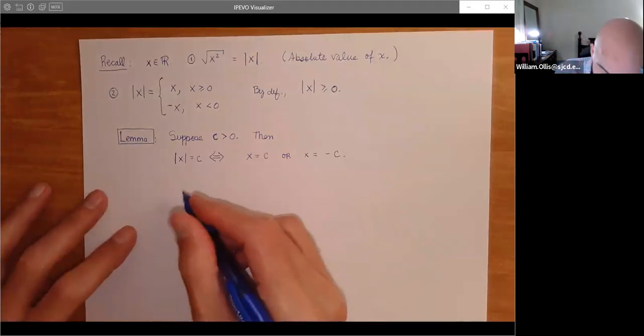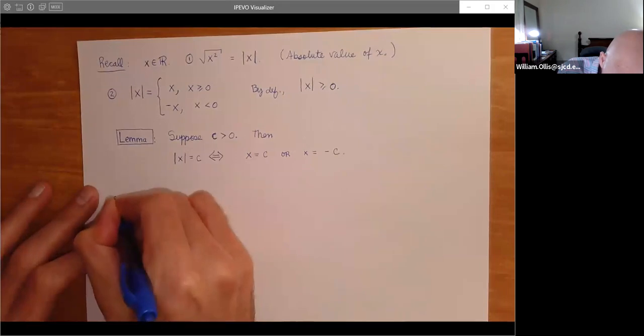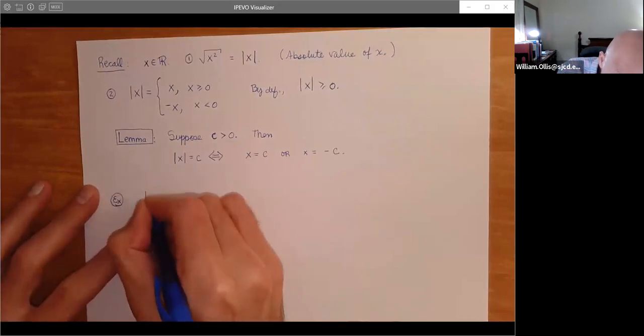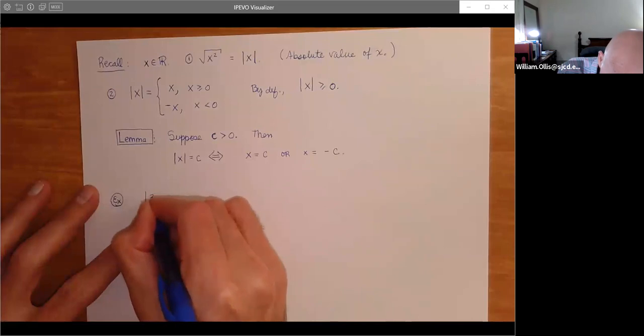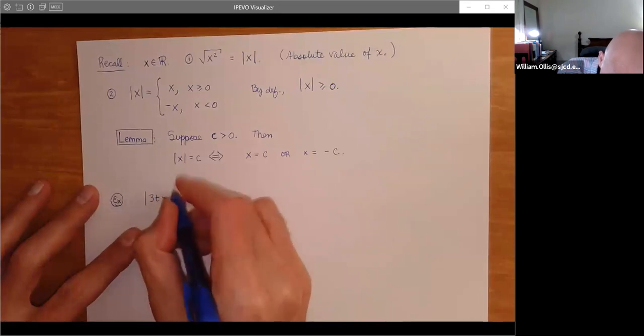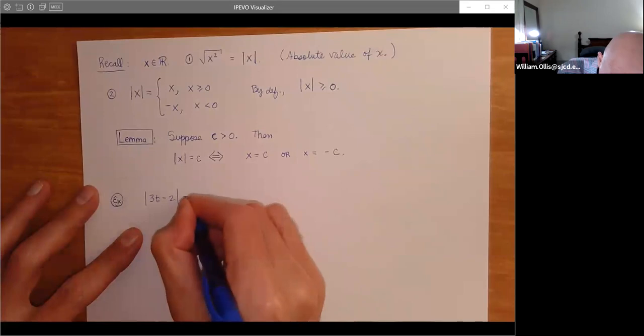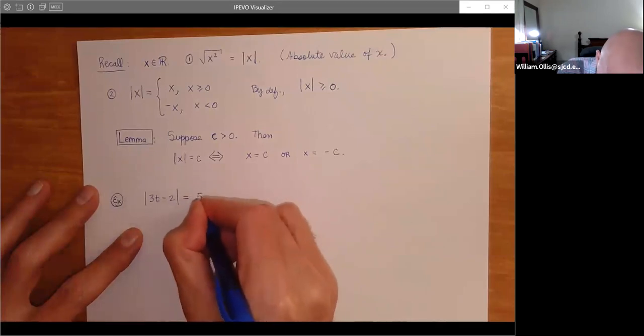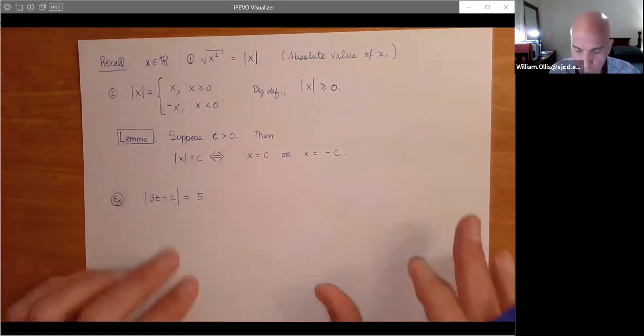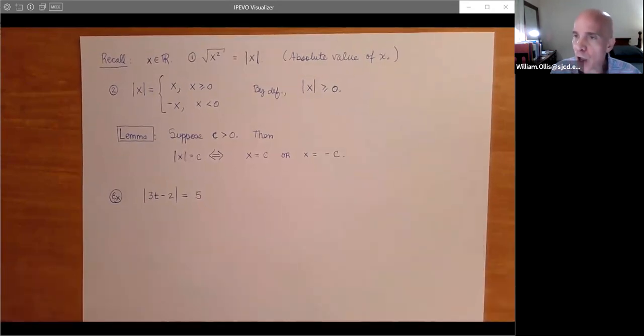So here's a simple example of this. Say we have 3t minus 2 equals 5. Again, a very simple equation that we can actually solve using this lemma. Again, if it's more complicated, we have to work a little bit harder, but I wanted you to be able to negotiate some simple absolute value equalities, and then we'll do more as we get more refined.